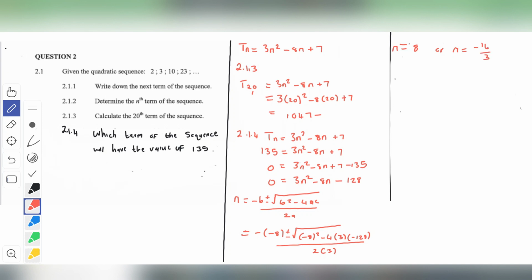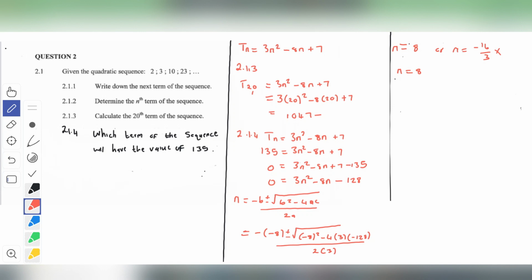So now we have found the two values, and the question says which term of the sequence will have the value of 135. So which one are you going to choose? We are going to choose n equals 8. We're not going to choose the fraction. Whenever there's a fraction, you don't choose it, and whenever there's a negative, you don't choose it. You choose the positive one with the whole number, right? So our answer is n equals 8.